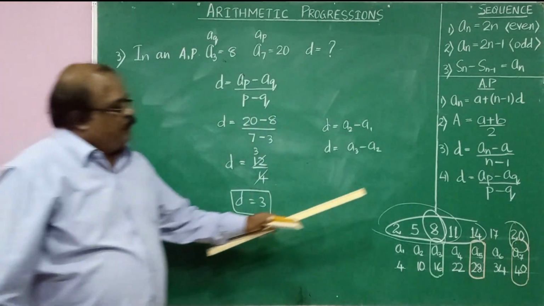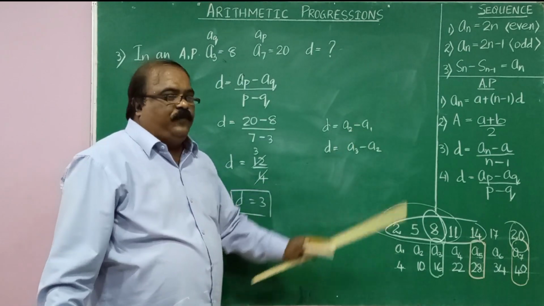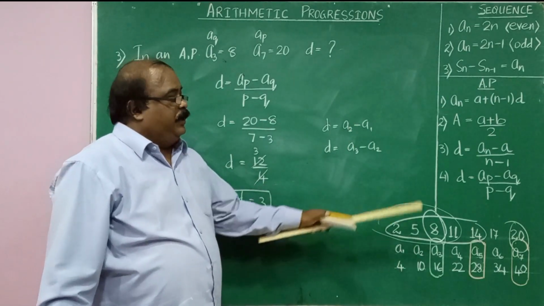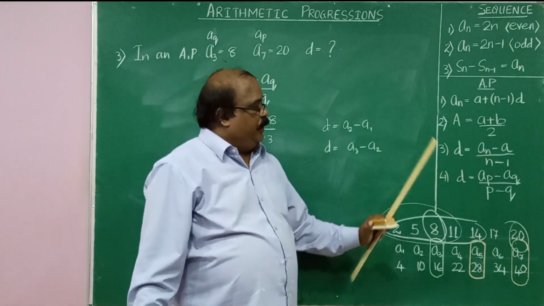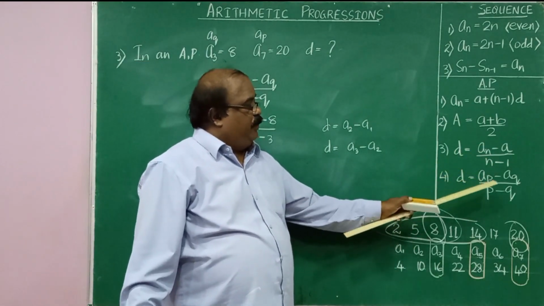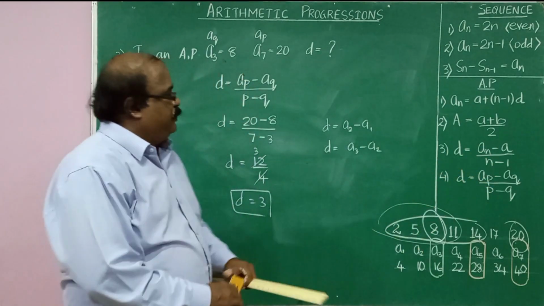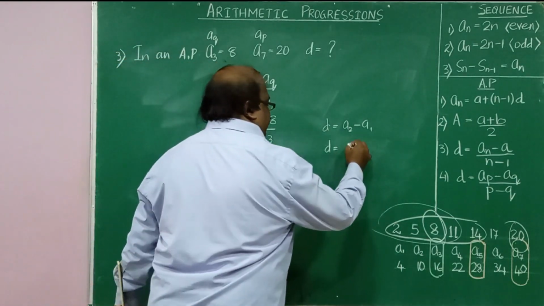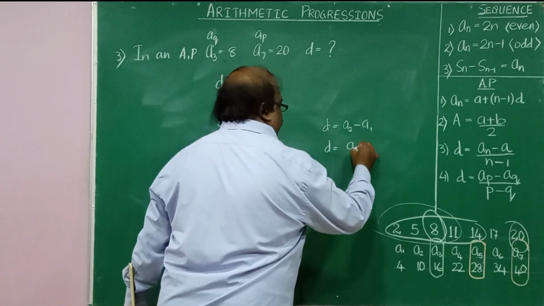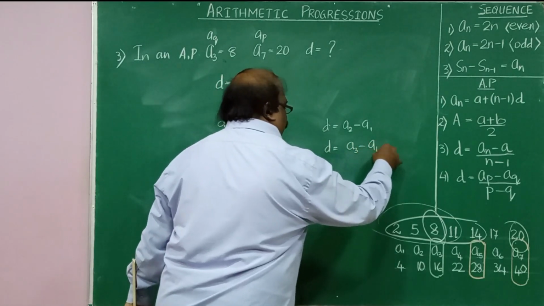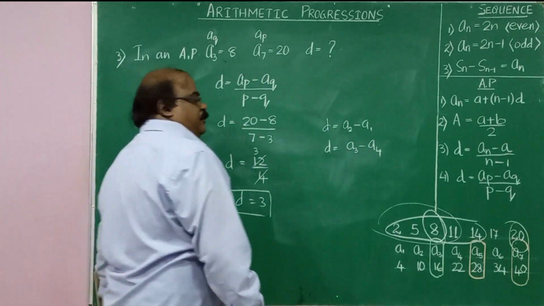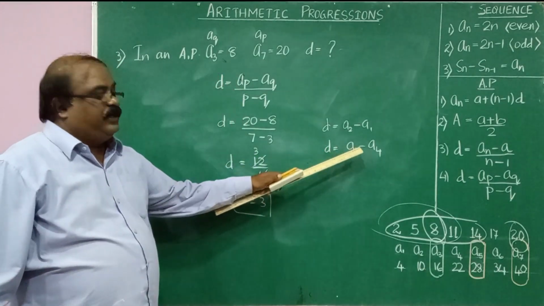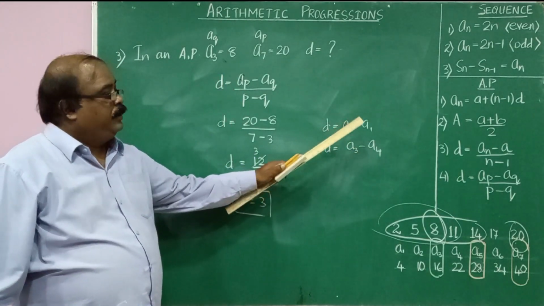You may get a question as an MCQ in the exam. Which of the following is not a true statement? D is equal to (an minus A) upon (n minus 1). D is equal to (AP minus AQ) upon (P minus Q). D is equal to A2 minus A1 and D is equal to A3 minus A4. Which of the following is a wrong statement? D is equal to A3 minus A1 is the wrong statement.